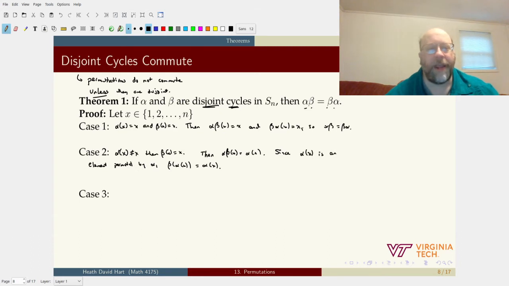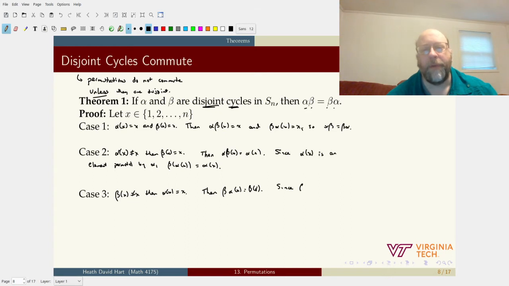Then the third case is very similar to the second case. If beta of x doesn't equal x, then alpha of x does equal x. And then we can just say, without loss of generality, we're starting from the right side instead of from the left side. But I'll go ahead and write it out. Then beta of alpha of x is equal to, since alpha of x is equal to x, beta of x.